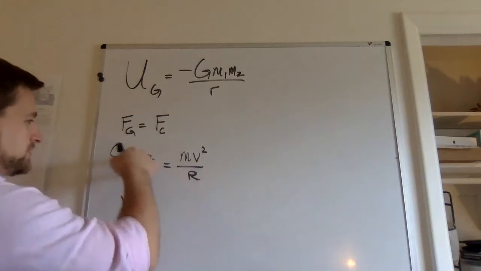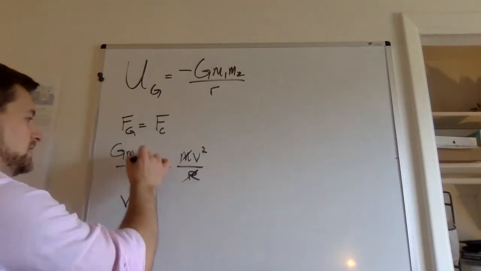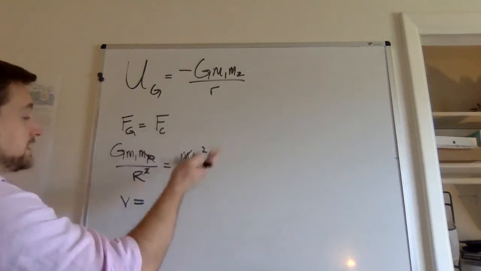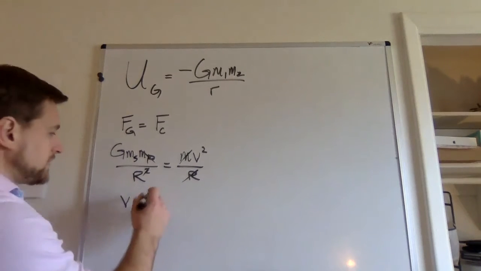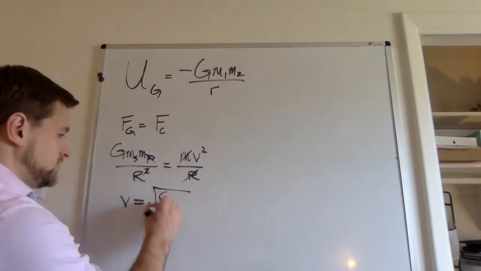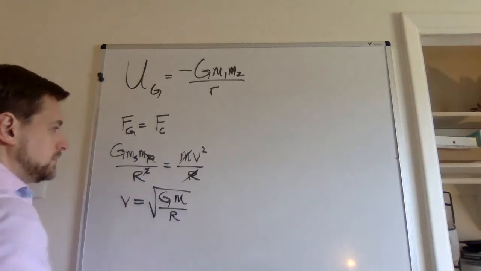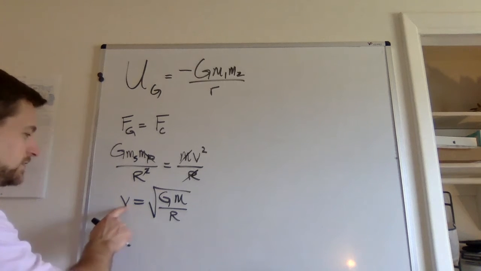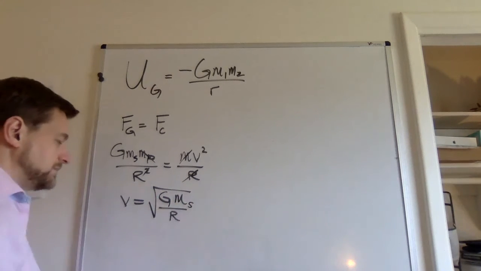Let's multiply both sides by r, so we get that cancellation. Let's cancel the mass of the planet that's orbiting the sun, I suppose. So v is the square root of G M over r. So that's the speed that we have as we are orbiting the sun.